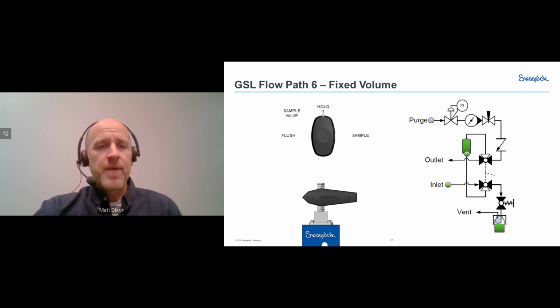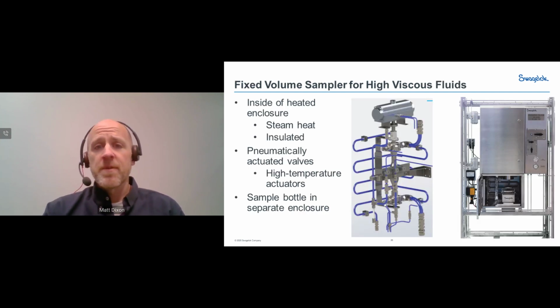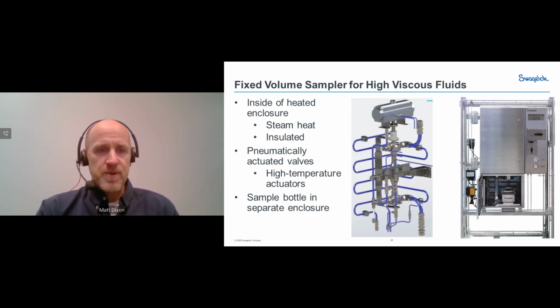So here's an example of how that was actually done. This was actually done by our sales and service center in Dusseldorf. They combined some of the Swagelok products to create a pneumatically actuated version of this panel inside of an enclosure. You can see that tubing zigging and zagging back and forth. That's actually a steam trace for the enclosure to keep everything hot. So this would be a heated and insulated enclosure.